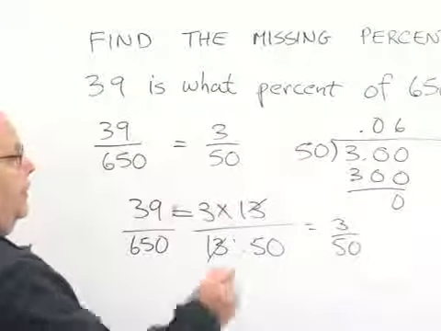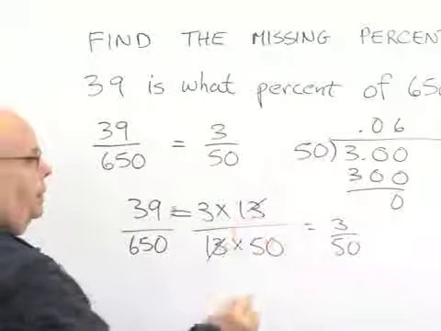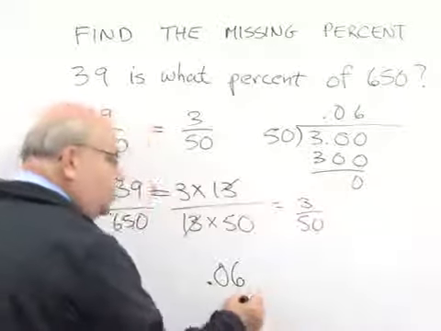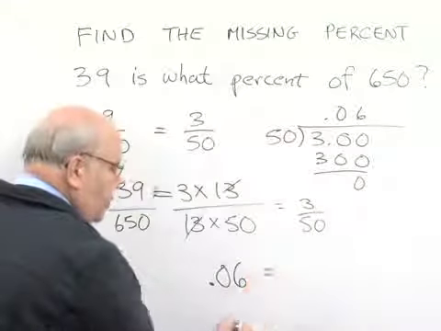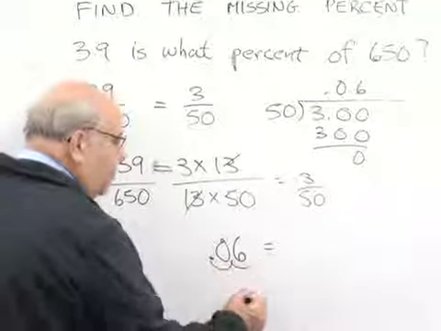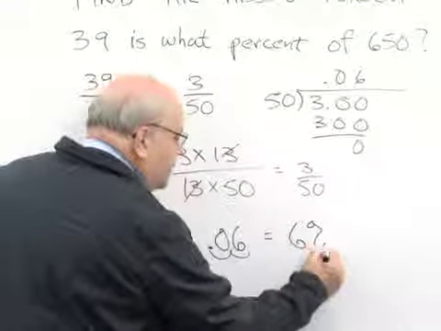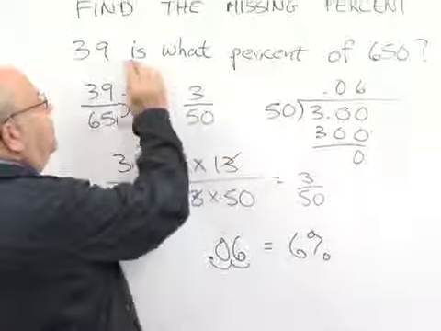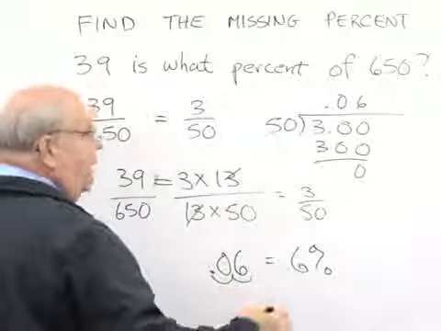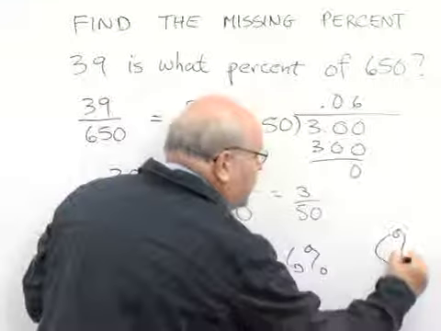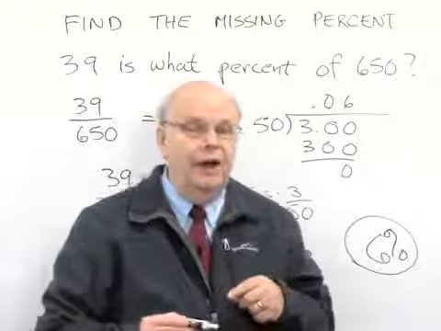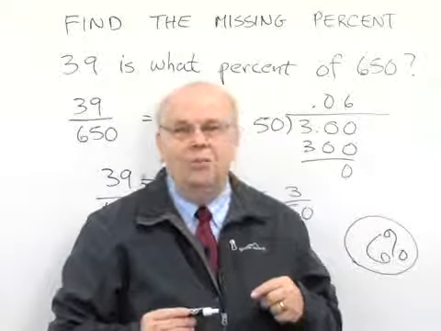Now we're not quite finished. We have the decimal form 0.06, but we need to change that to a percent. You recall that when we're moving from a decimal to a percent, we move the decimal point 2 places to the right, and this gives us 6%. So finding the missing percent, 39 is what percent of 650? Our answer is 6%.